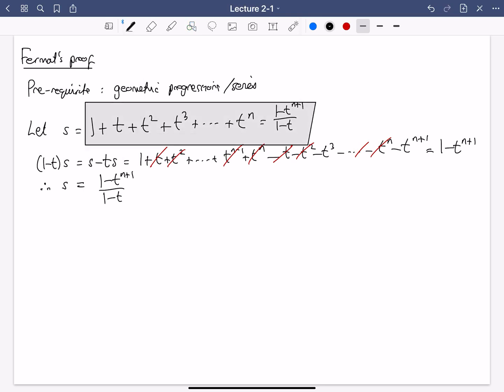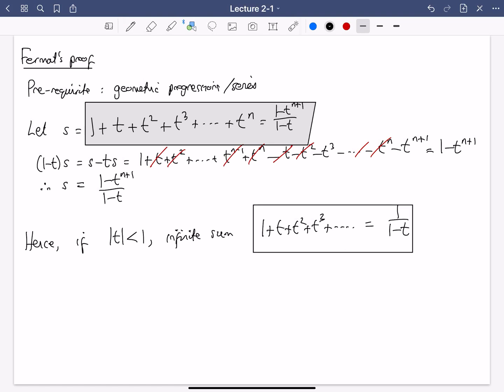Okay, so that's the first very important little fact that you should know. Hence, providing the absolute value of the number t is less than 1, the infinite sum 1 plus t squared plus t cubed forever, so just don't stop, keep summing, that infinite sum is equal to 1 over 1 minus t. So this is called the geometric series, and this is the very important formula, maybe the most important of all infinite series, the formula for the sum of that geometric series.